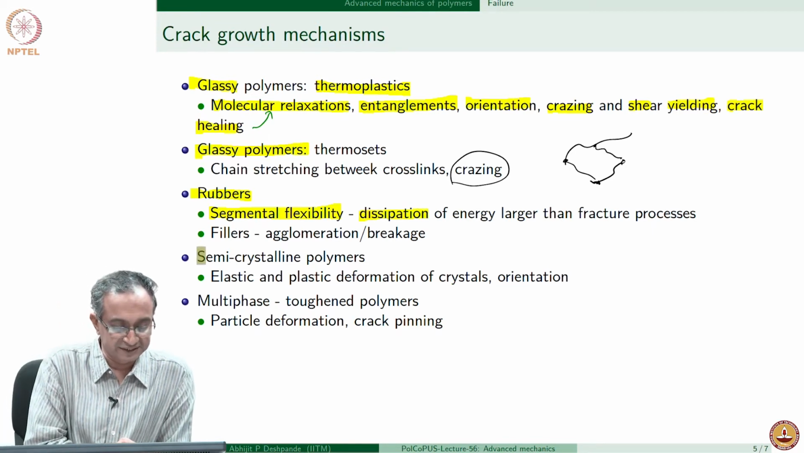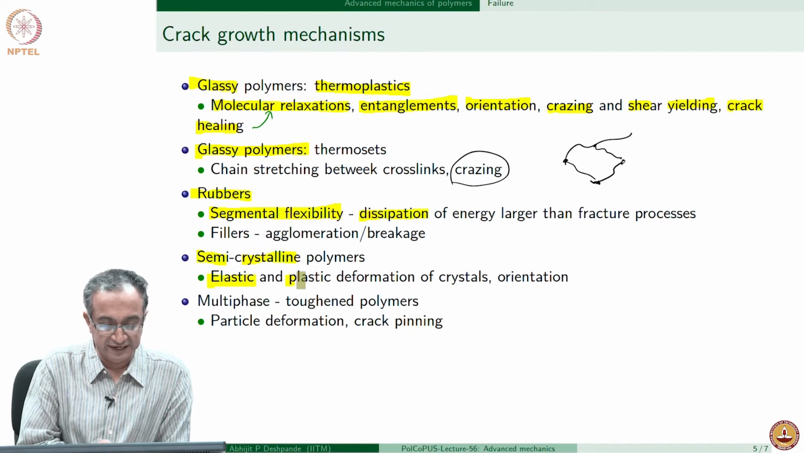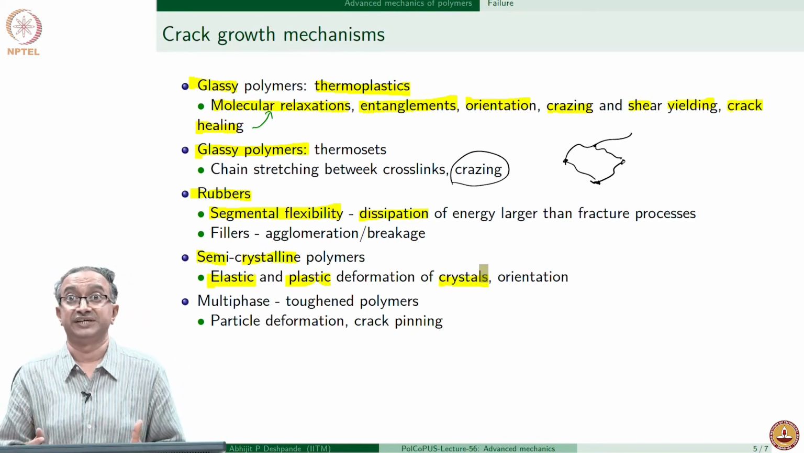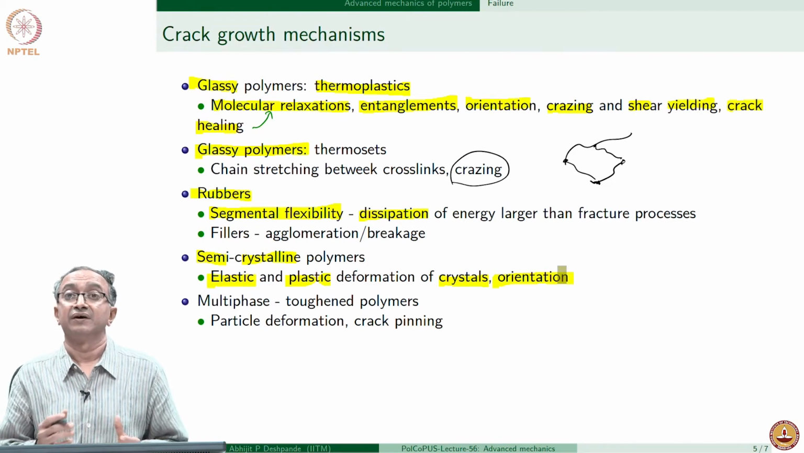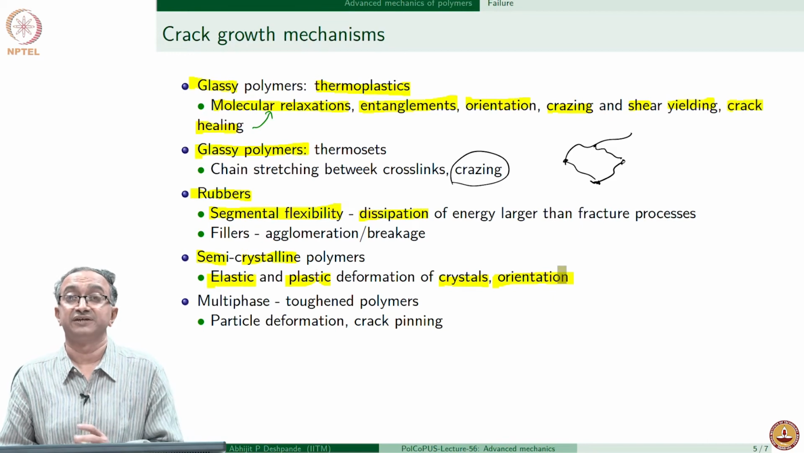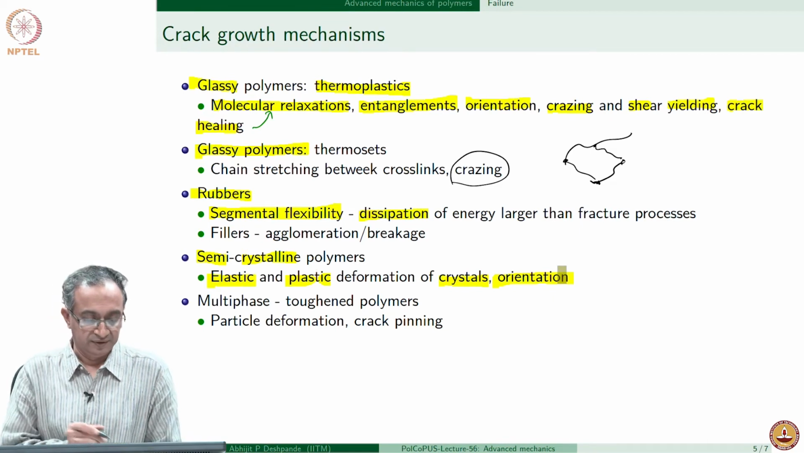And in case of semicrystalline polymers, we have the elastic and plastic deformations of crystal in addition to amorphous chains. And of course, there is orientation of crystals also there. And so, defect mechanisms, in the sense that defects move, defect propagation, all of these also contribute to overall fracture phenomena.